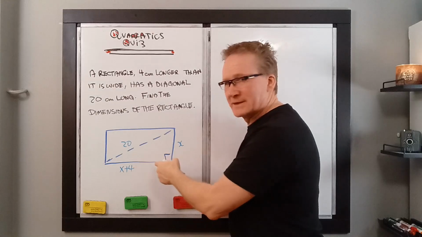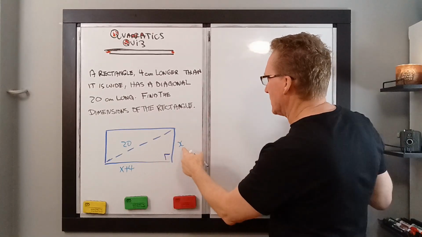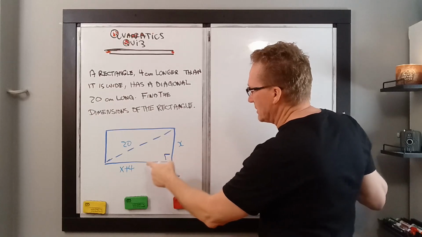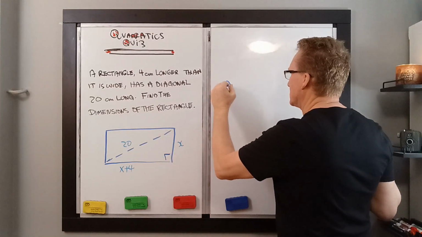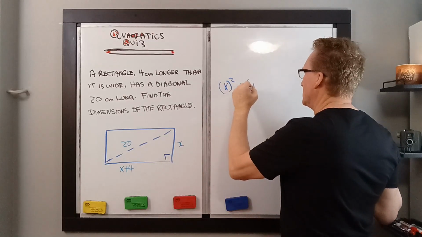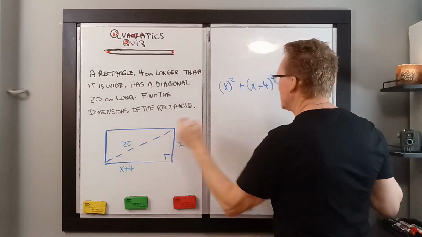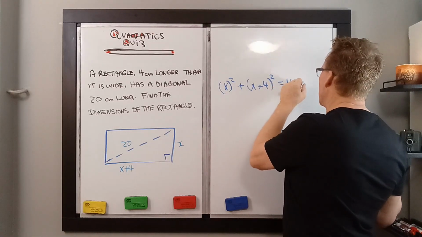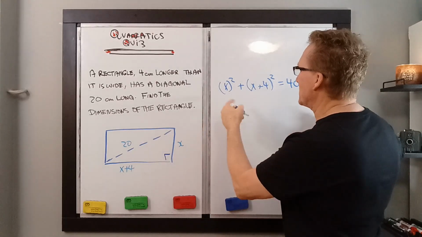So notice here, this is a right angle triangle. So let's set this up with the Pythagorean theorem here. So it's going to be this squared plus this squared equals this squared. It's going to be x squared plus this one, x plus 4 all squared, is equal to 20 squared, which is 400. Now we just want to work these things out in as much detail as we can.